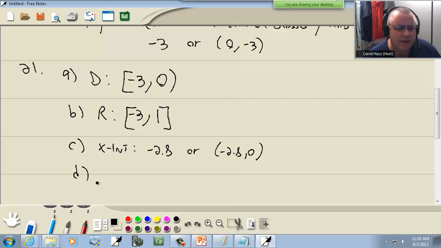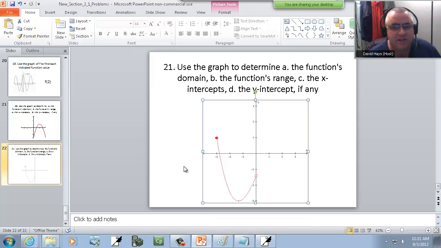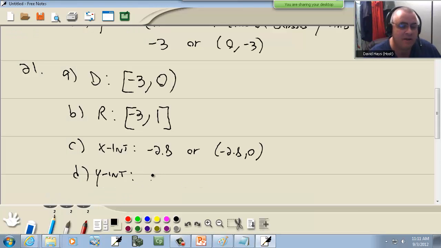A lot of people get the y-intercept wrong on this one. Our y-intercept is where it touches or crosses the y-axis. Open circle means it doesn't include that point, so it actually never gets to our y-intercept. So on this particular one, there is no y-intercept.